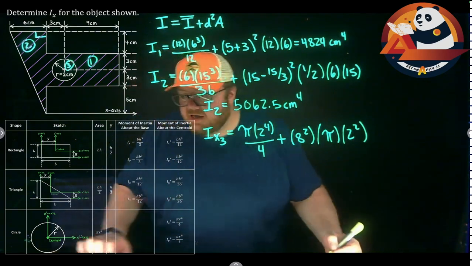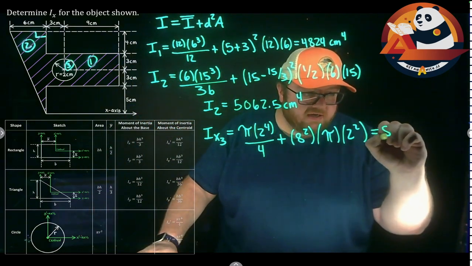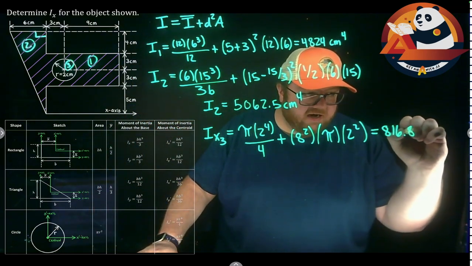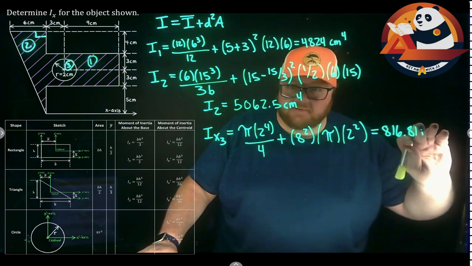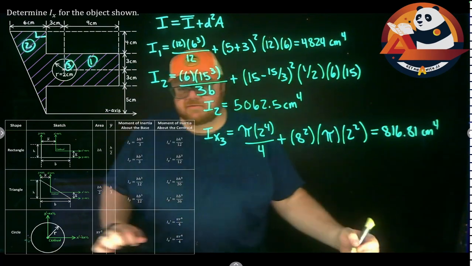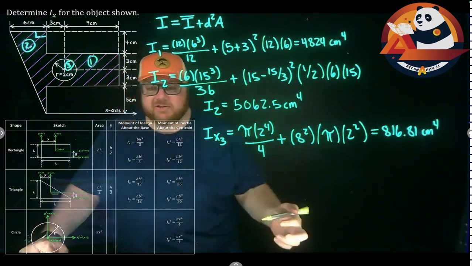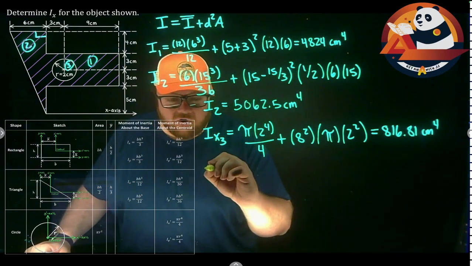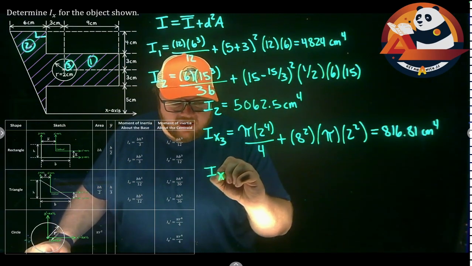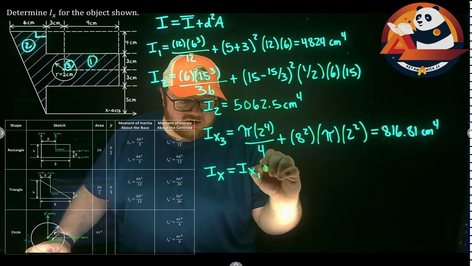This one's going to get me 816.81, not centimeters, not inches, centimeters to the fourth. And then I just need to combine the three of these to get to a single answer statement coming out there. My total moment of inertia for this, Ix, should be, well, shape 1 is positive, so Ix1.